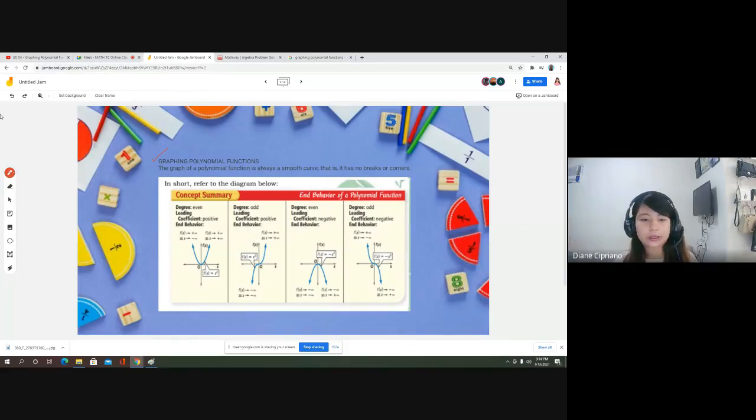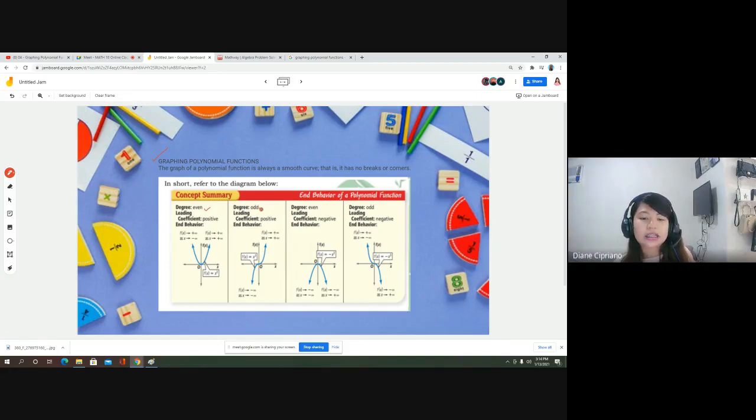So ayun, balik tayo. If the degree of the equation is even, such as 2, 4, 6, and so on, and the leading coefficient is positive, the behavior of the graph is opening in an upward position. So, ang opening niya or ang pagbuka niya ay naka-open sa upward position or nasa taas.